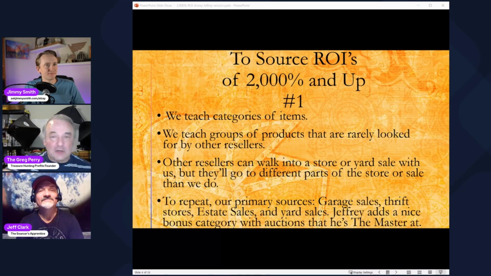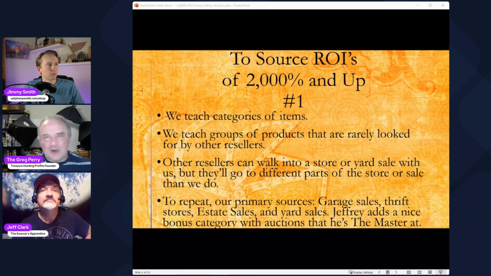So going down on our slide here, we teach categories of items. I'll kind of explain that better. We teach groups of products that are rarely looked at. Other resellers can walk into a yard sale or a store, but they'll go to different parts of the garage sale than we go to. I'll show you and explain some of that about how we do that and why we do that. To repeat, our primary sources are garage sales, thrift stores, estate sales, and yard sales.